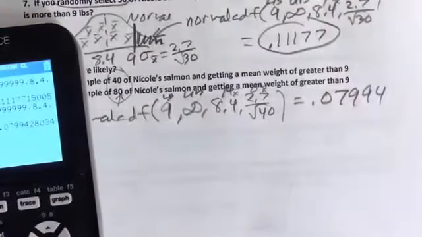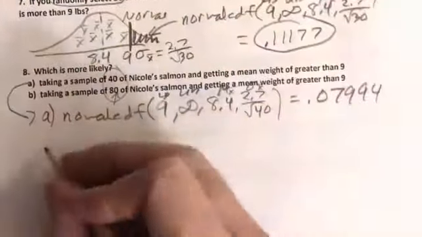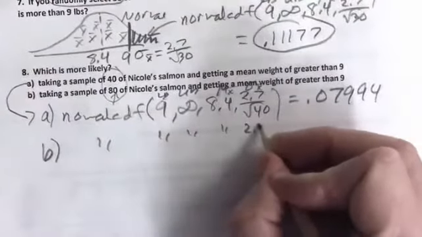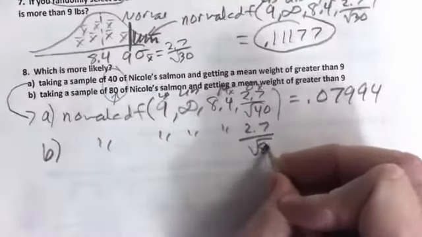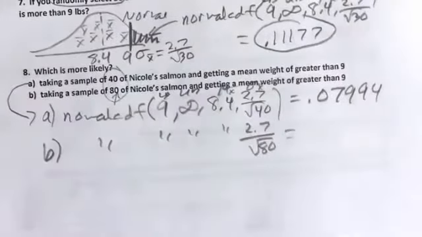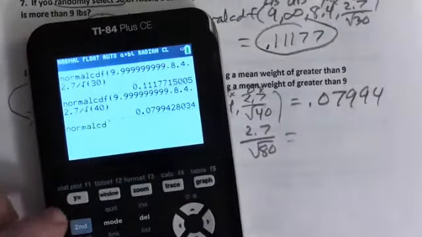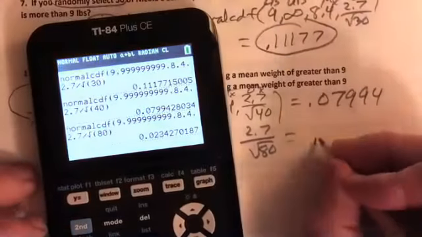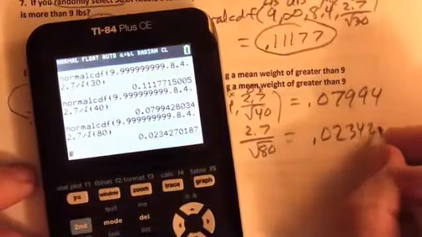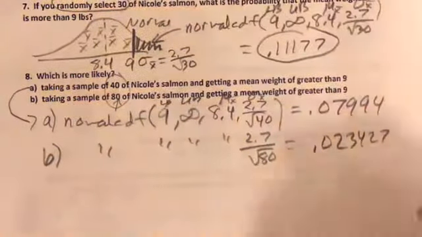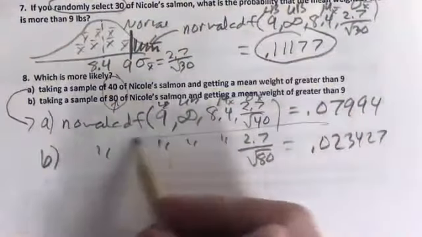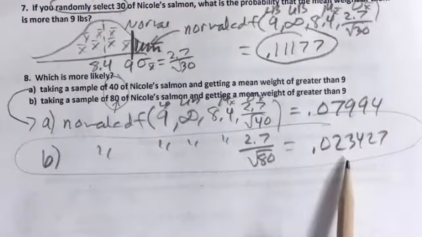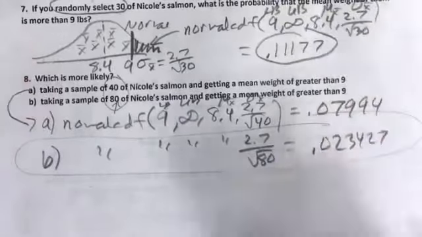0.07994. Okay. But now if we change it to 80, all of this is the same, but now this is 2.7 divided by the square root of 80. Let's see what happens. If we change this to 80, now that is 0.023427. So that is statistically significant. In other words, it's less likely to occur. So the one with 40 is more likely to occur.